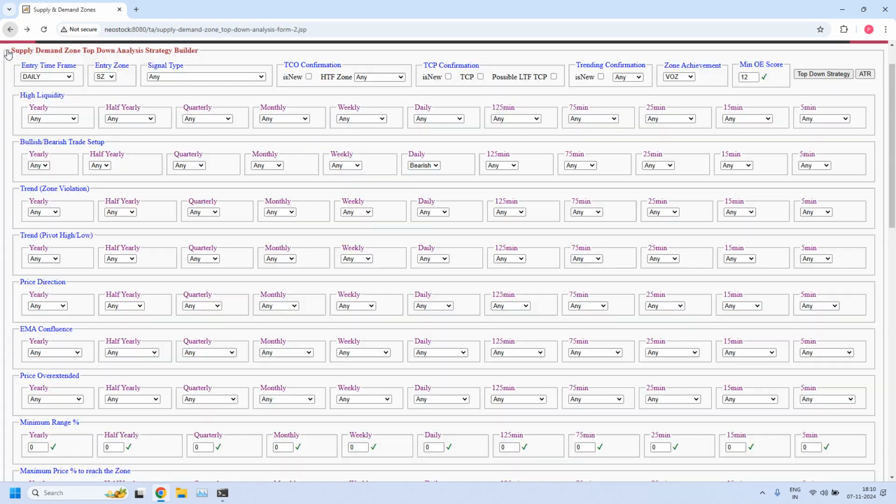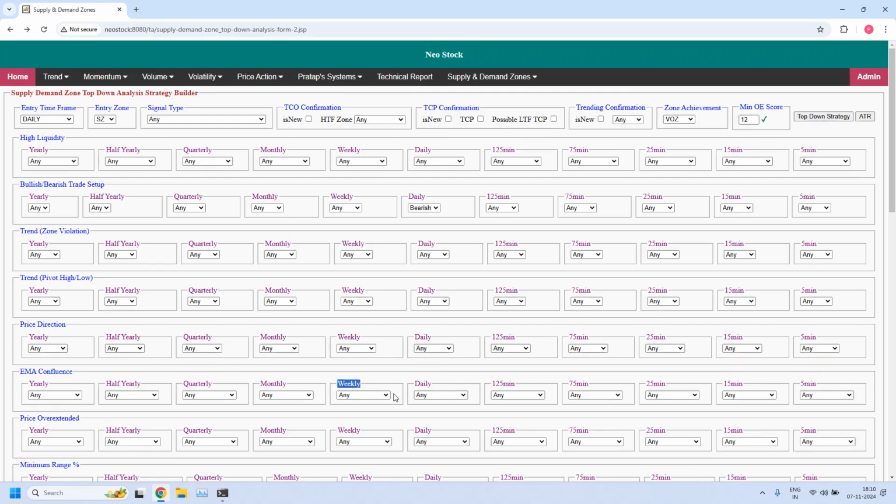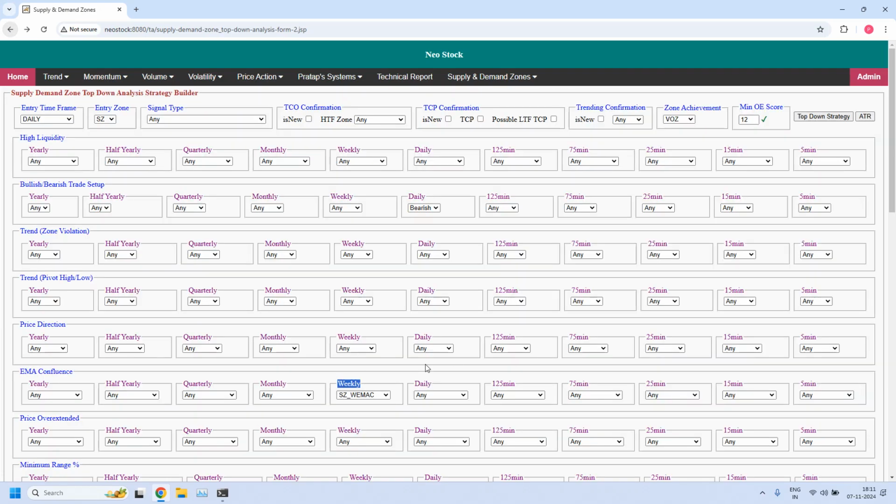setup. Let's verify. In the EMA confluence, at a weekly time frame, weekly supply zone with weekly EMA confluence, we got 1 stock. So this is even more high probability setup supported. This is the daily supply zone, but part of the weekly supply zone, and also the weekly supply zone is having EMA confluence. Next setup is LTF, ITF, HTF confluence.